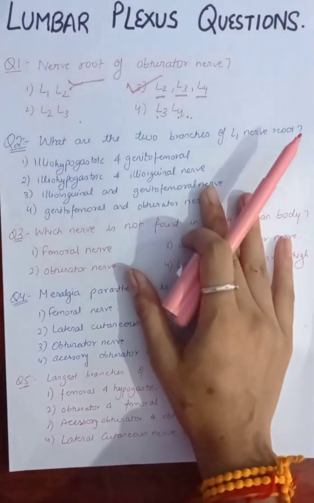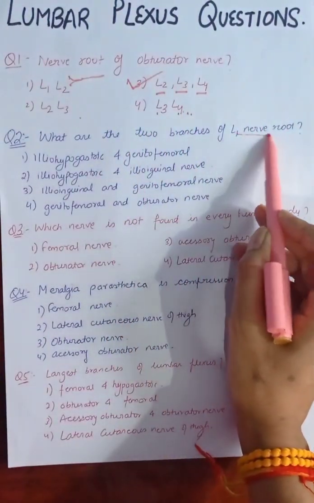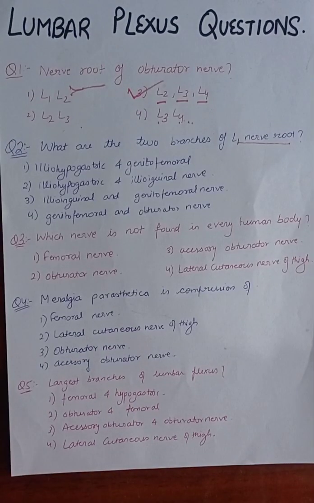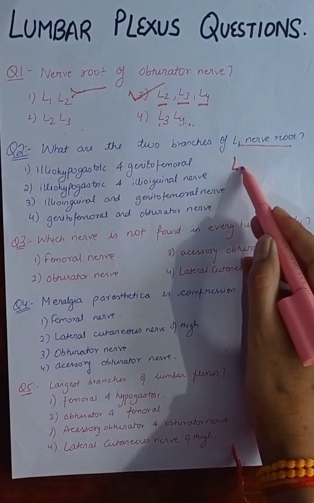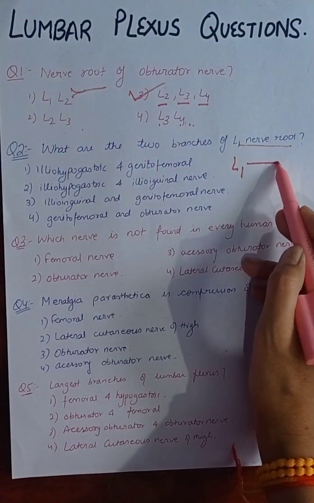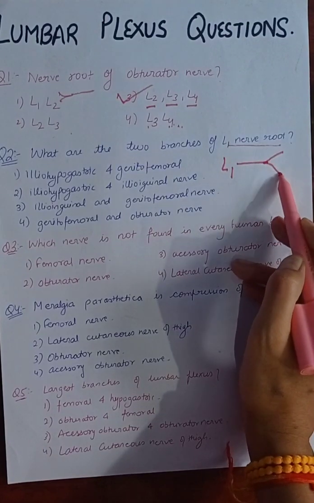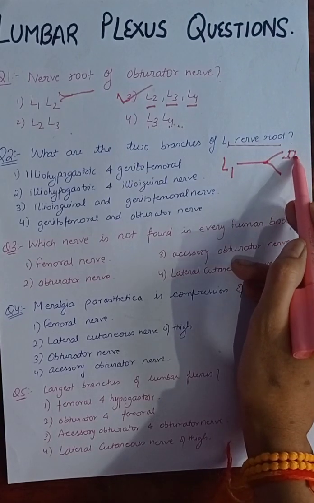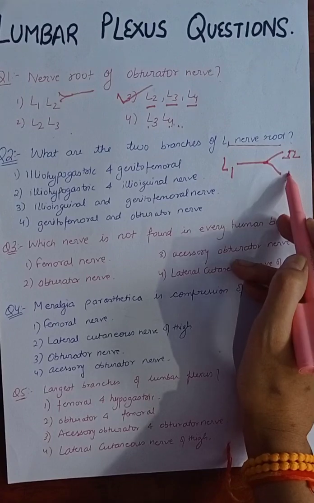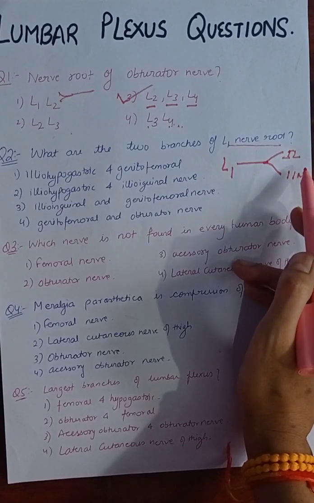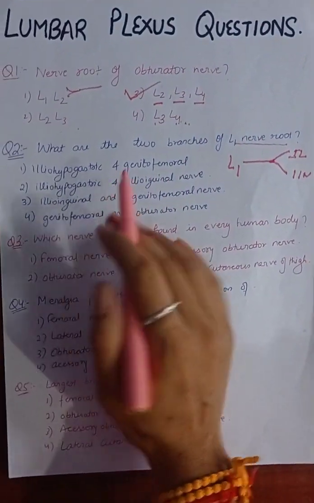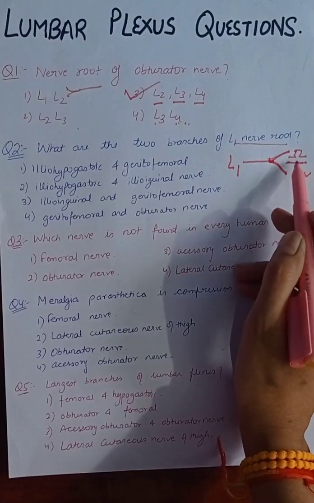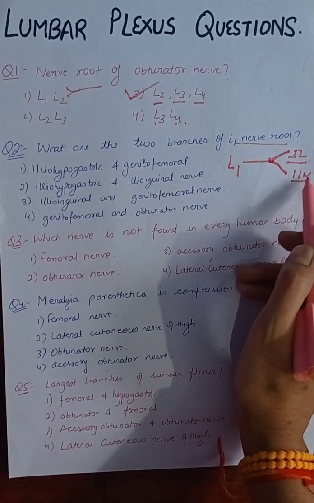Now, what are the two branches of the L1 nerve root? If you remember, I told you that L1 gives a branch which further gives off two nerves. The first one was your iliohypogastric, and another was your ilioinguinal nerve.